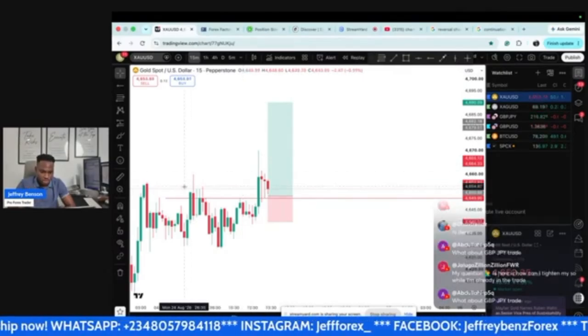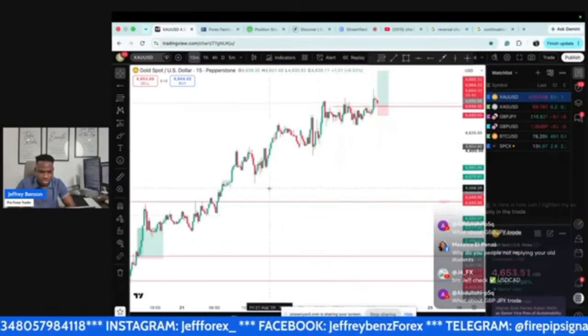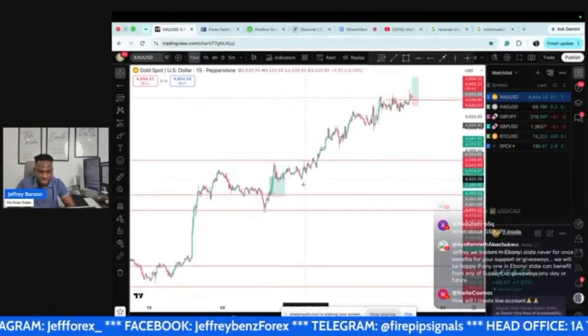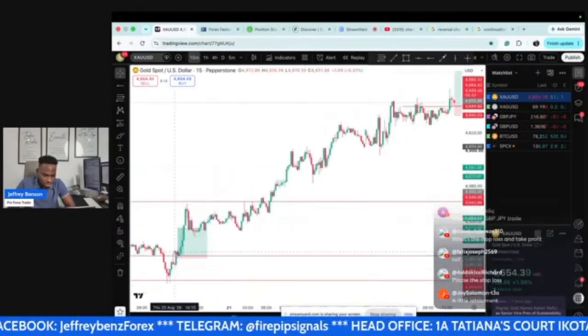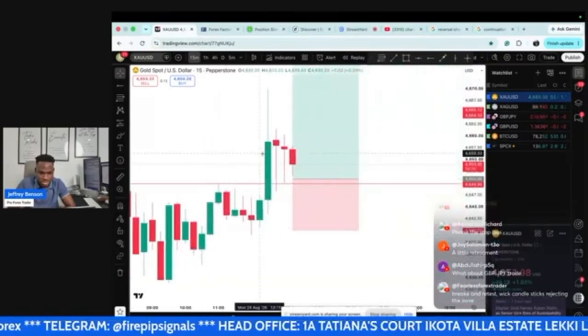The zones I've already plotted here are these zones that are already beneath us. Anytime these zones get broken, like you saw when the market got here and broke it up, we took advantage of that and made really good profit. The same thing is about to happen here now.